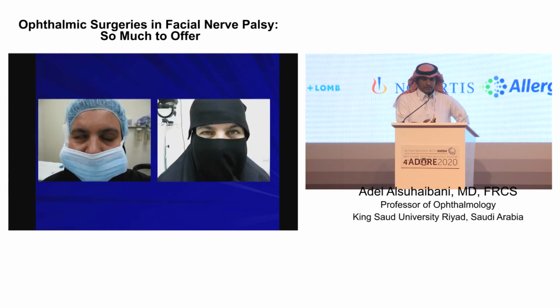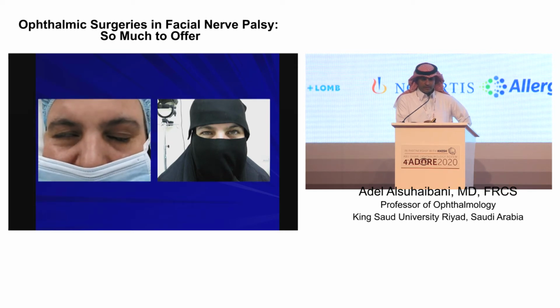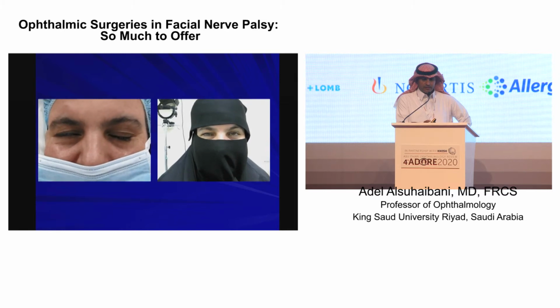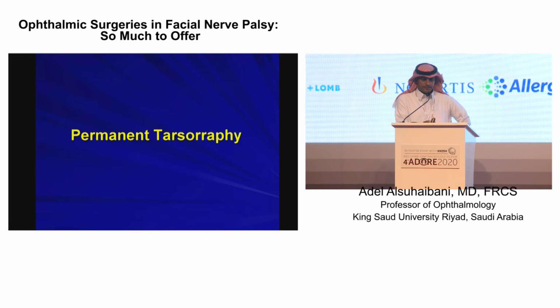This is a patient before placement of platinum chain. You can see the eye is not closing well. And this is her picture after the implantation of the platinum chain. You can see the blinking improving. And this is the main aim of placing the weight in the upper eyelid.